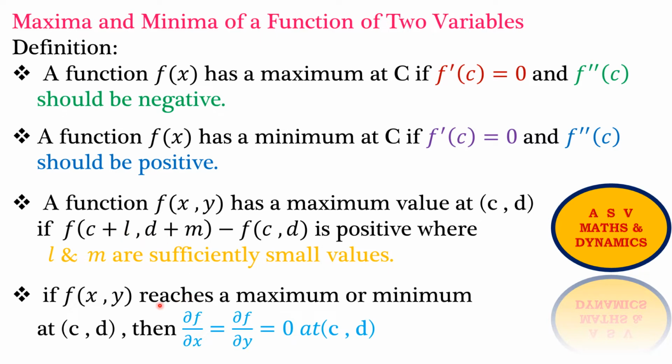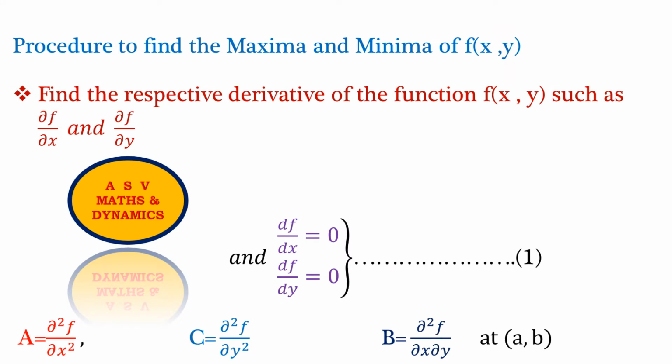So how can you find the maximum and minimum of a two variable function? First of all, you have to find the derivative of the function with respect to x and also with respect to y. Both functions separately you have to equate to 0, and also substitute the points. This is the way. Now let us see the procedure. First of all, you have to find the first derivative of the function with respect to x and with respect to y. This is the first step.